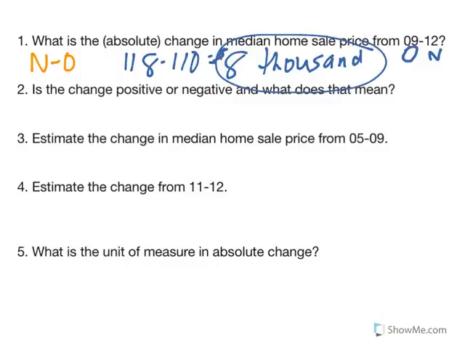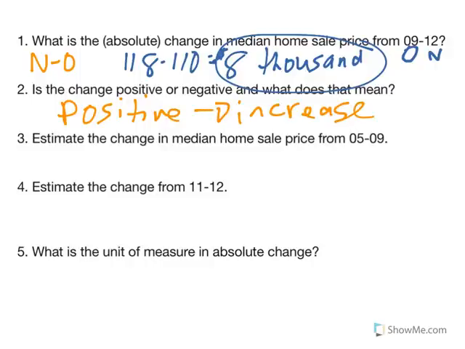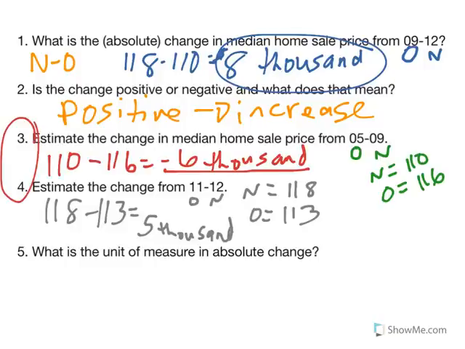It's a number. Now, is this positive or negative? Well, it's pretty easy to see that 118 minus 110 is a positive number. If you have a positive number, positive means we have an increase. That should make sense. If something is positive, it's going up. If you have a negative change, then you have a decrease. Okay, I would like you to do numbers 3 and 4 only. So hit pause, do 3 and 4.